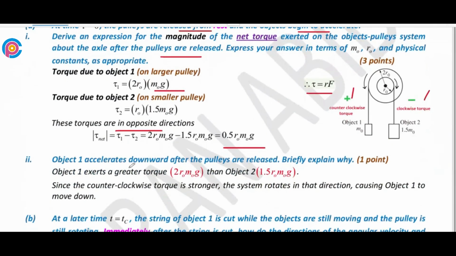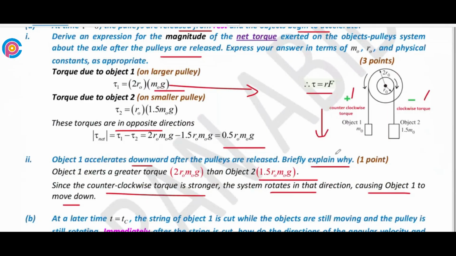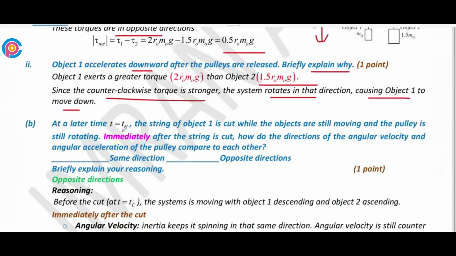Object 1 accelerates downward after the pulley is released. Briefly explain why. Object 1 exerts a greater torque, 2 r naught m naught g as we calculated, while object 2 gives 1.5 r naught m naught g. Since the counterclockwise torque is stronger, the system rotates in that direction, causing object 1 to move down. So this is the reason object 1 accelerates downward: it exerts the greater torque on this side.